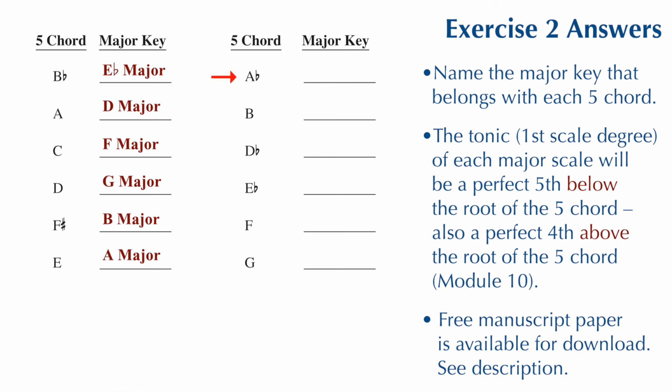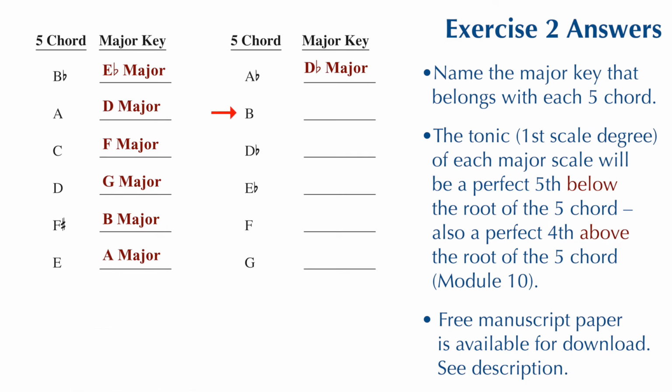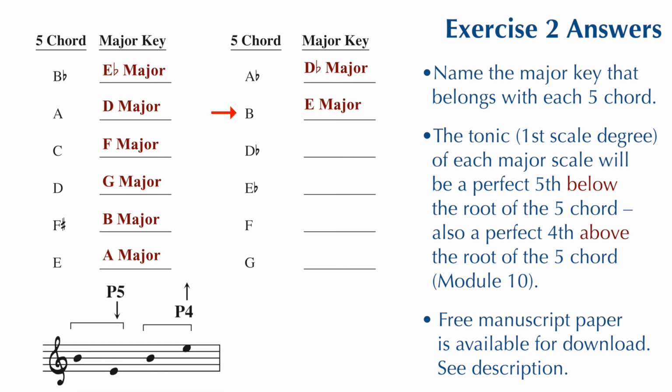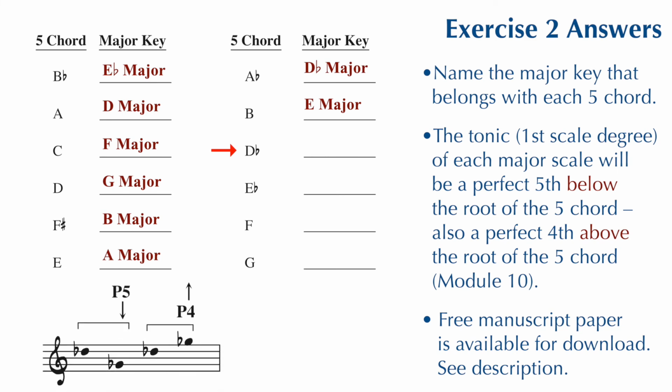If your 5 chord is A flat major, you take the A flat, lower it a perfect fifth, or raise it a perfect fourth. Find yourself on a D flat. We're in the key of D flat major. If your 5 chord is B major, you take that B, lower it a perfect fifth, raise it a perfect fourth. You're in the key of E major. If your 5 chord is D flat major, you take that D flat, lower it a perfect fifth, or raise it a perfect fourth. You find yourself on G flat, so we are in the key of G flat major.